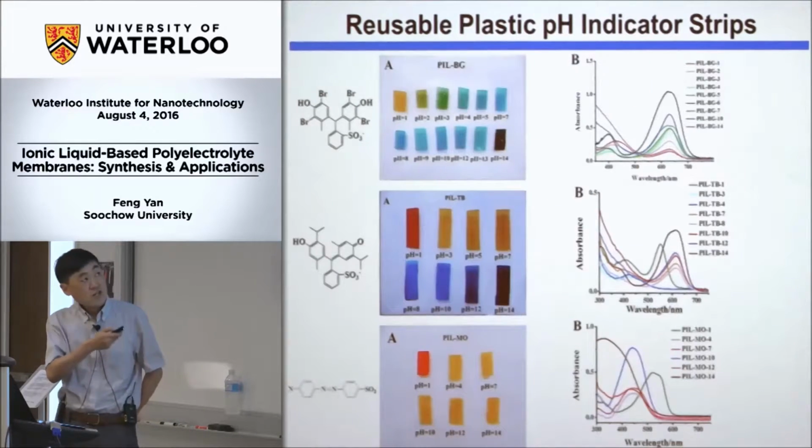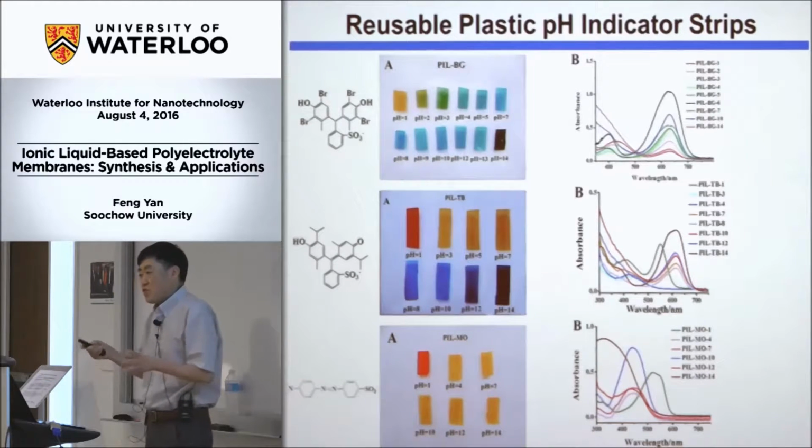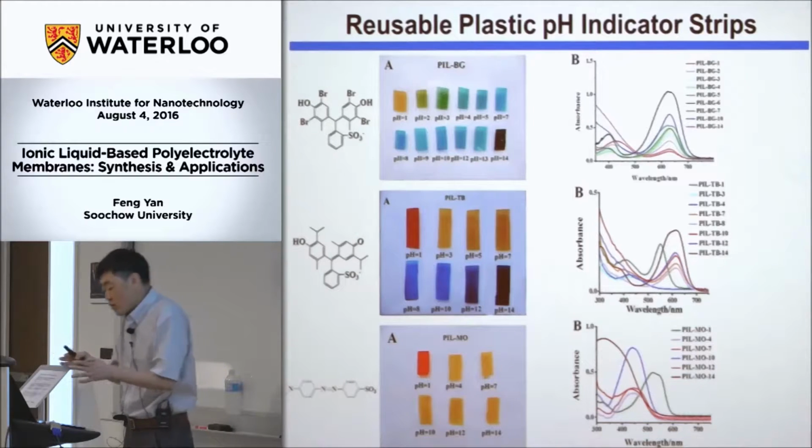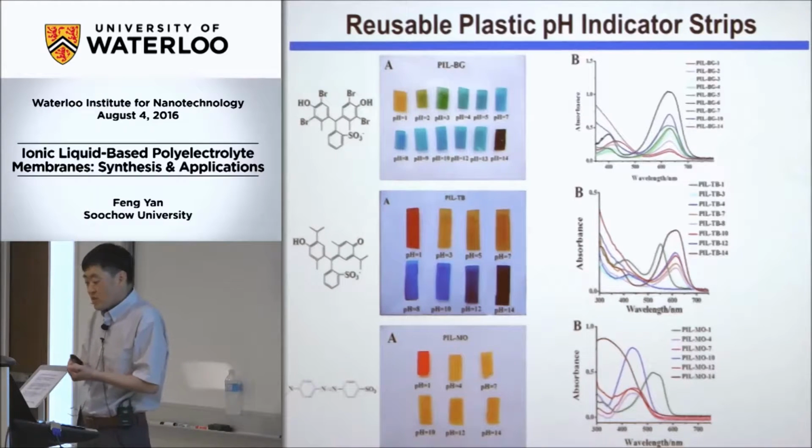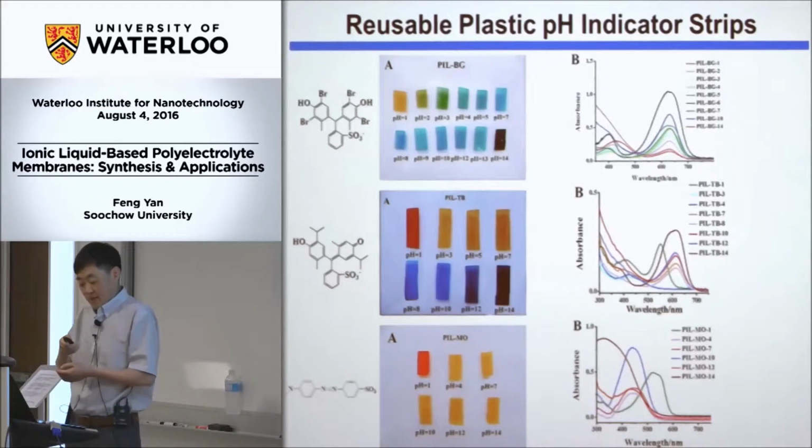If you change the anions, you can get different colors, depending on which range of pH value you want to see.